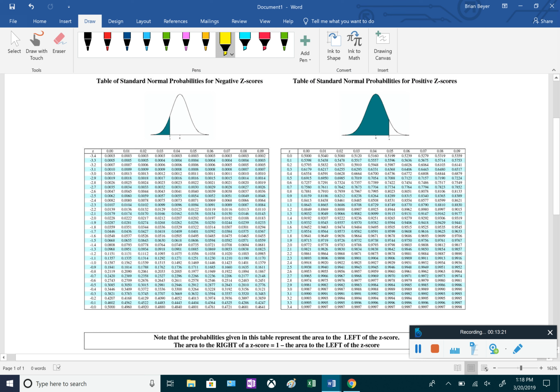So here is the z-table that we'll be using. Obviously, this will be provided for everybody for all these questions. We have the table on the left and the table on the right. The table on the left tells us the area to the left of negative z-scores, and the table on the right tells us the area to the left of positive z-scores. That's labeled right up here. They tell us the same exact thing: it always tells us the area to the left, which you can see from the little curves that they put in here.